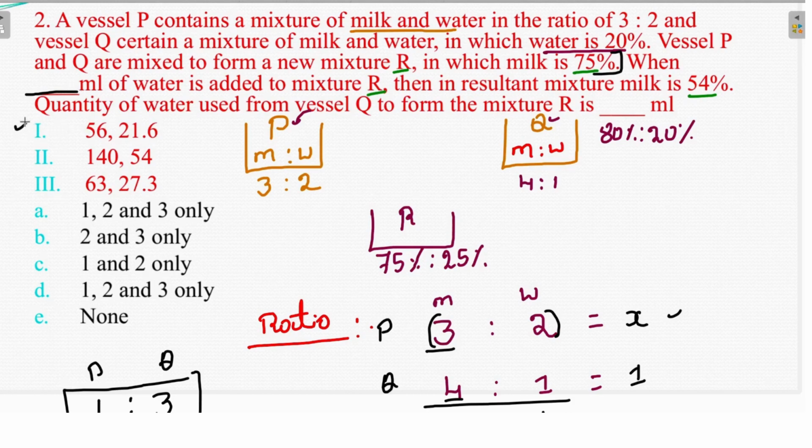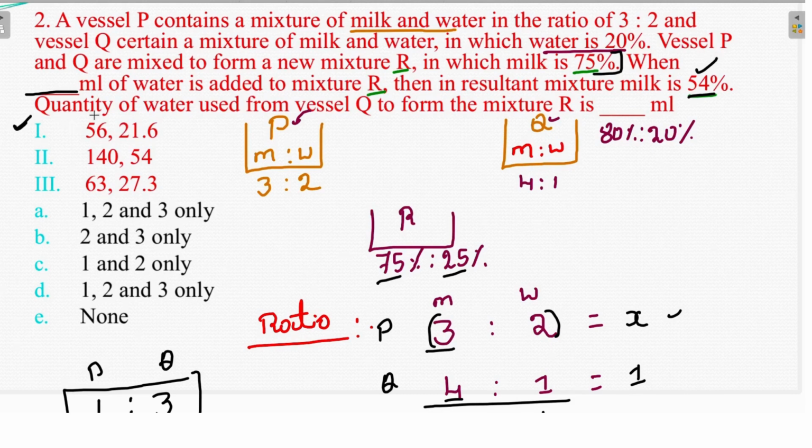If I take the first option, if 56 milliliter of water is added to mixture R, in mixture R we already know how much milk and water is there. In mixture R 75% milk is there, 25% water is there. Then again you add, if I take this option to be right, 56 liter of water, then in the resultant mixture milk will be 54%, which means 75% becomes 54% after adding water, because I have not added milk, I have added only water.